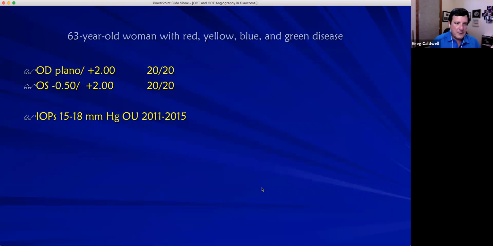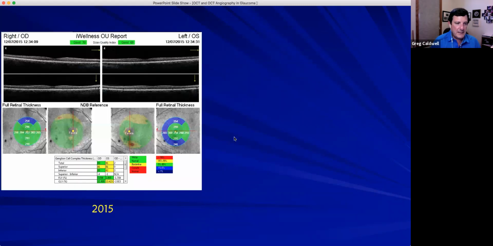Here's a plano presbyope, a minus 50 presbyope. Pressures are 15 to 18. Now we start getting into this patient. Look, going, oh my gosh, this could maybe be an arcuate defect. Got some yellow, some arcuate defect. Oh, this could be glaucoma. Got some yellow disease going on here. But let's go down here and take a look.